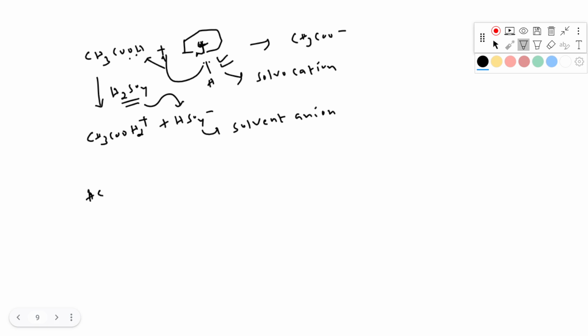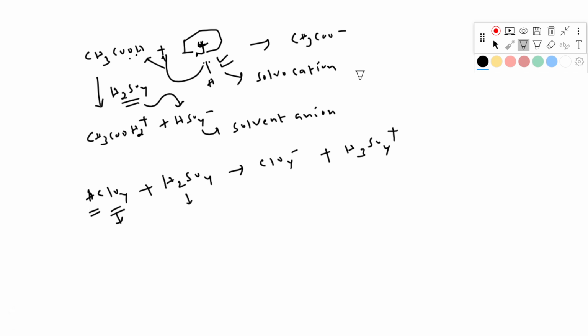Next, suppose I take HClO4, this is the amphoteric one. HClO4 when reacting with H2SO4, sulfuric acid, gives ClO4- and H3SO4+. Okay, that means it is giving H+. So this will behave as acid, this will behave as base, in between these two. Now, if you see here, the solvent is becoming its cation. So this is a weak acid and solvo cation.